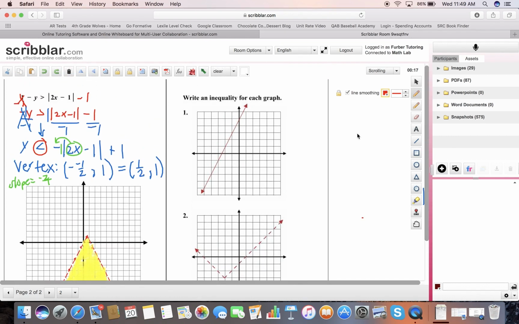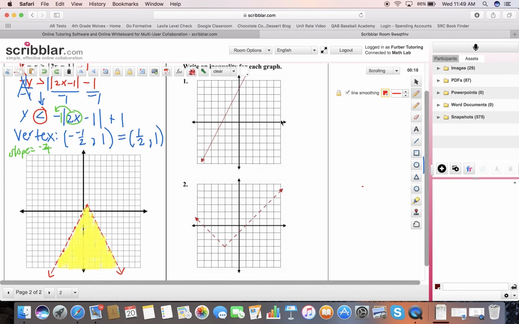Okay, so now in your notes, well, let me come back. I'll do another video to discuss how we are going to look at a graph and make its inequality.